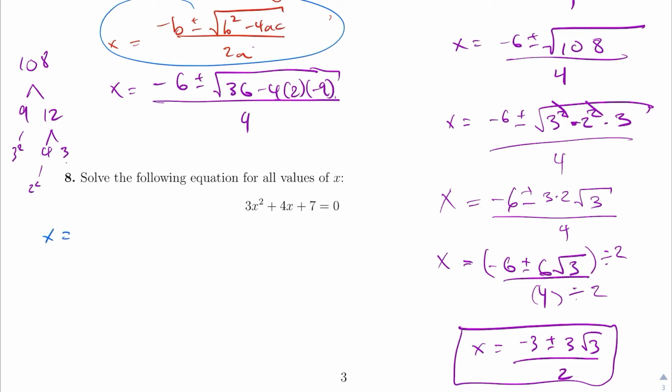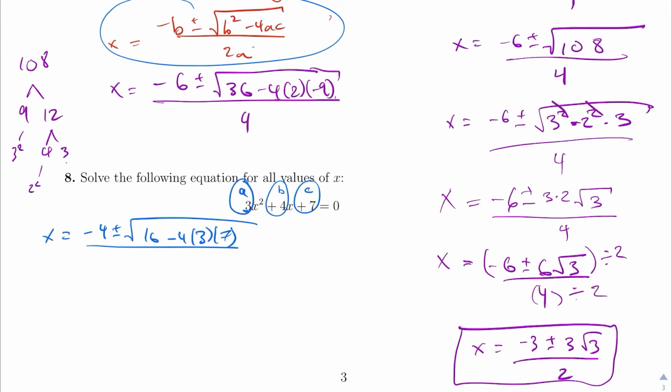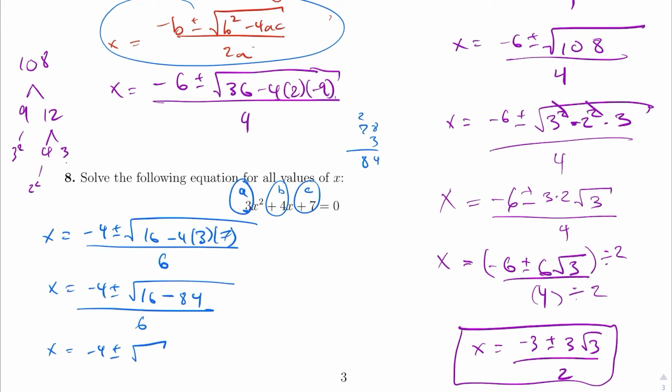So it'll be x is equal to negative 4 plus or minus the square root of 16 minus 4 times 3 times 7 all over 2 times a is 3, that's 6. X is equal to negative 4 plus or minus the square root of 16 minus 28 times 3 is 84, all over 6. X is equal to negative 4 plus or minus the square root of 16 minus 84. I'm just going to do 84 minus 16 and switch the sign. So that's 68 over 6.